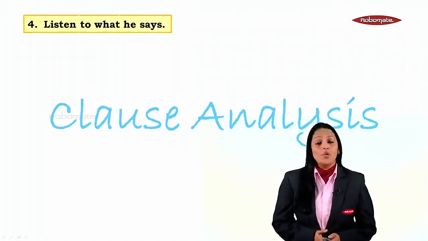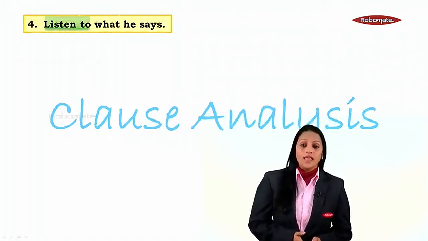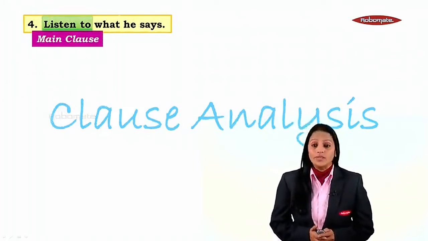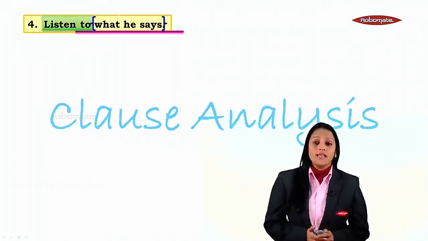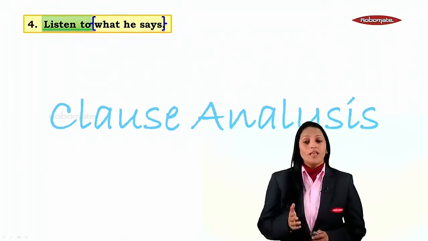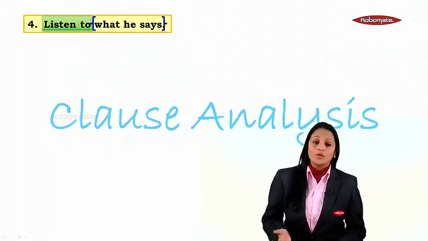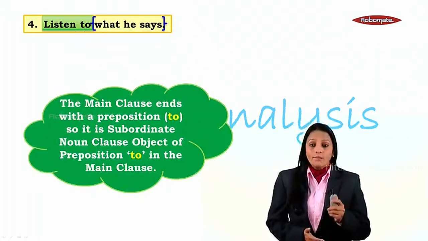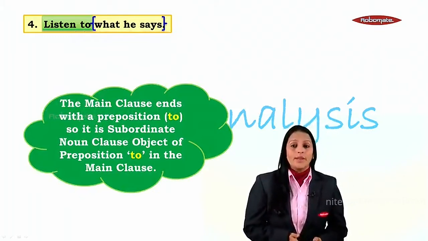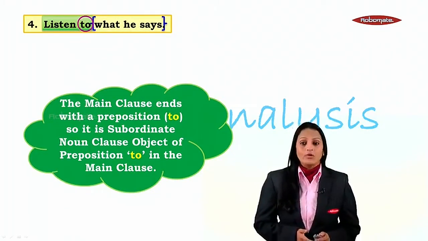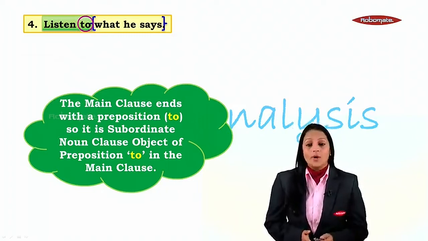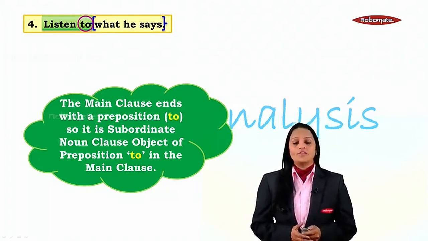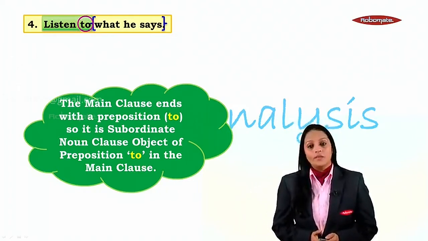Now listen to what he says. Here again we know that listen to is the main clause. What he says is the subordinate clause. If you ask the question listen to what, we know that it is what he says, so it is a noun clause. Now check. The main clause ends with the preposition to there. Okay. So it is subordinate noun clause, object of preposition to in the main clause.